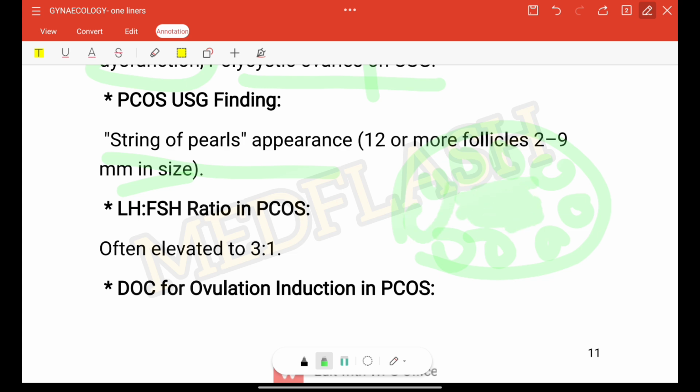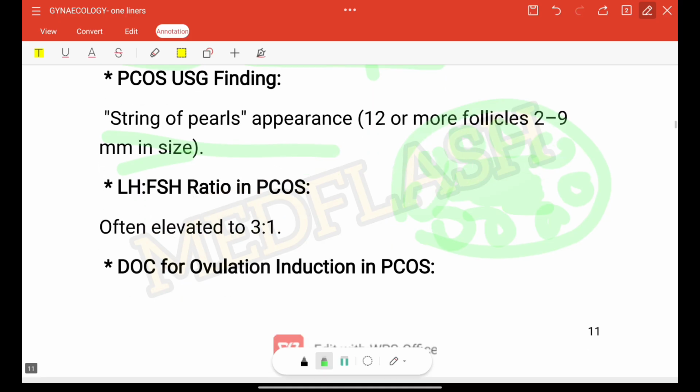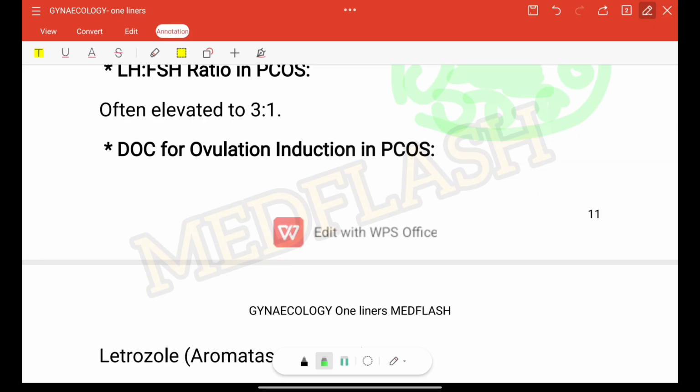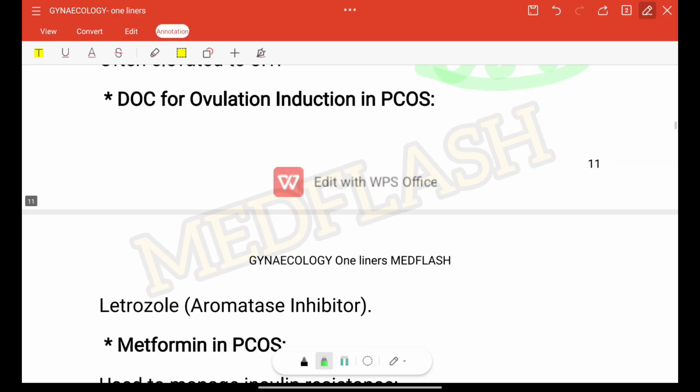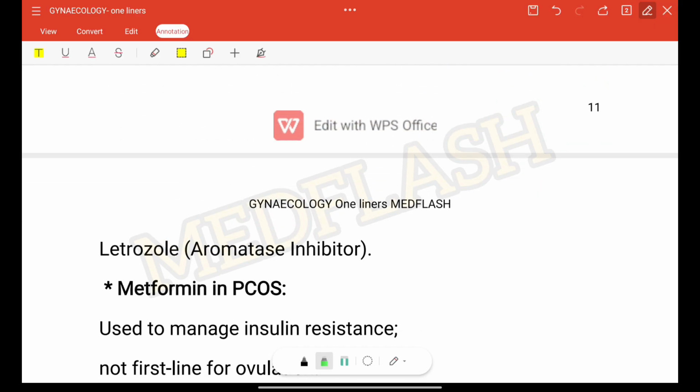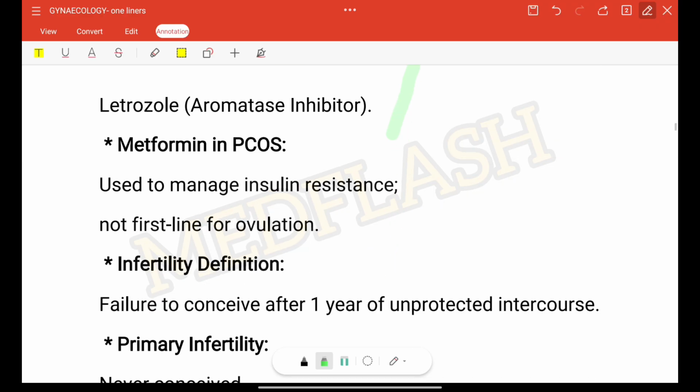The LH:FSH ratio in PCOS is often elevated, 3:1. Drug of choice for ovulation induction in PCOS is letrozole, which is an aromatase inhibitor. Metformin in PCOS is used to manage insulin resistance, not first line for ovulation.